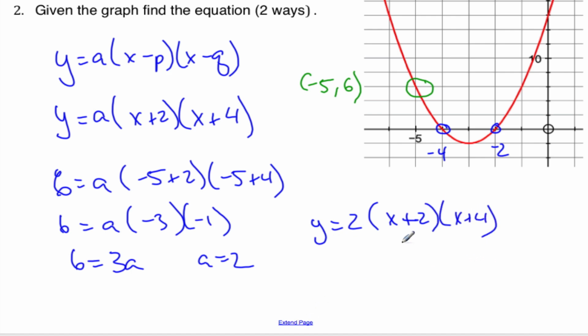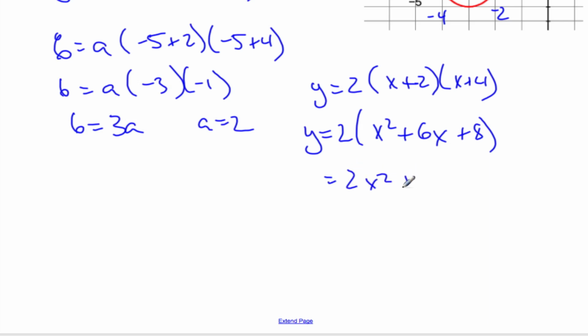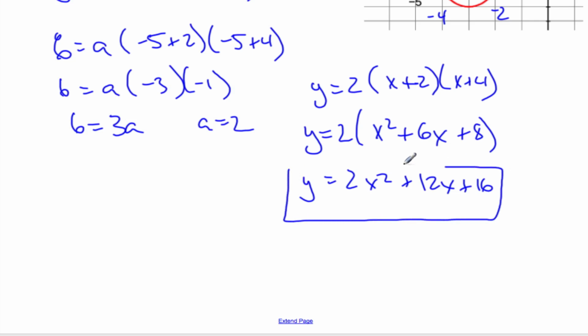And if we have to put it in standard form, which means we multiply it out, it's easiest to multiply the 2 at the end. I get x squared plus 2x plus 4x is 6x plus 8, which gives me 2x squared plus 12x plus 16. I think we've got the same thing. It is exactly the same thing.